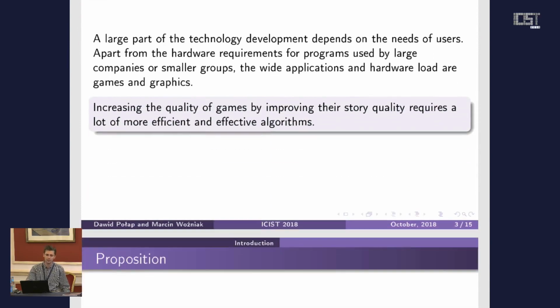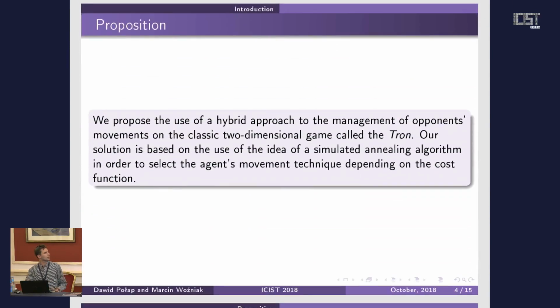Okay, so our proposition is to propose an agent that will be moved by an artificial intelligence technique in some games. For our example, we used a classic game, The Throne, which is inspired by a classic movie in that field. So we propose a hybrid approach where we use several strategies that can be changed during the process of the algorithm. One of these is inspired by the simulated annealing algorithm.